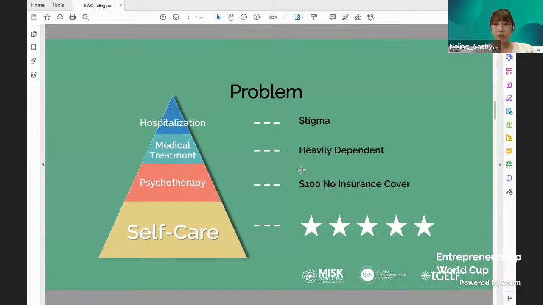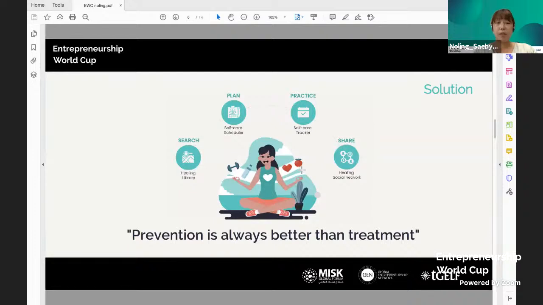When I was training as a therapist in Boston, I worked in multiple inpatient psych hospitals and addiction treatment centers, and we made sure patients learn skills and tools for self-care. So I couldn't help but wonder, why do we wait till people get sick? Prevention is always better than treatment. Noling was founded to solve this problem, and we aim to be a one-stop platform where users can search, plan, practice, and share their self-care journey.